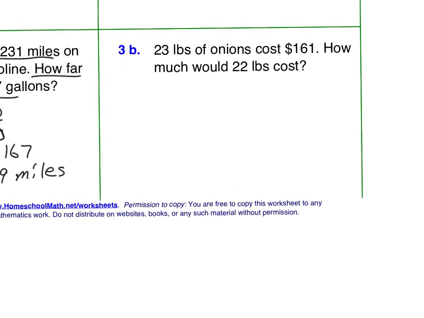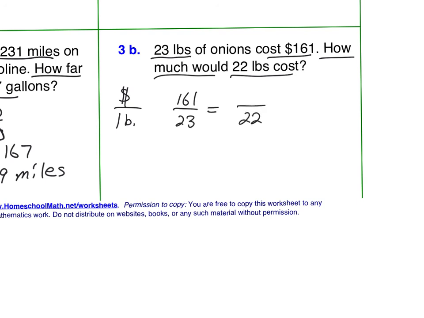And then finally, the last one, we got 23 pounds of onions that cost $161. How much would 22 pounds cost? So we're looking for the cost. And so we have cost, or dollar amount, over number of pounds, LB. So we have 23 pounds. Whoops, I put that on the top accidentally. So we have 161, the cost, over the 23 pounds. And that means I've got to put the 22 pounds in the bottom.